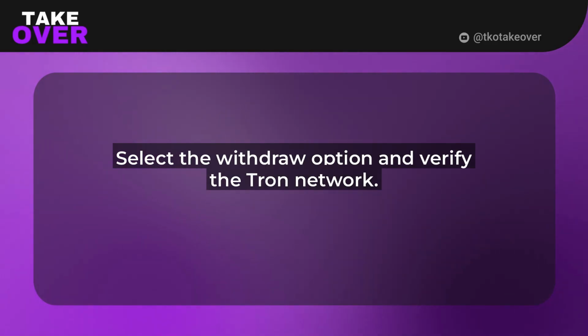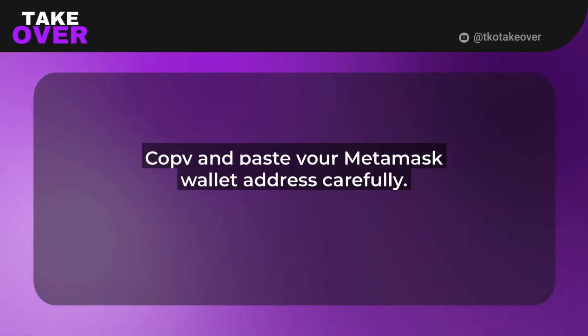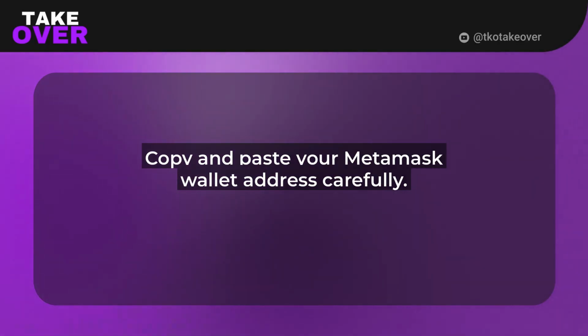Now, for step 2. Enter your Metamask wallet address. Open Metamask on your device, switch to the Tron network if needed, and copy the wallet address. Paste it into the withdrawal field on Coinbase. Be extremely careful here. Double-check the address to avoid sending your TRX to the wrong place, which could mean losing it forever.